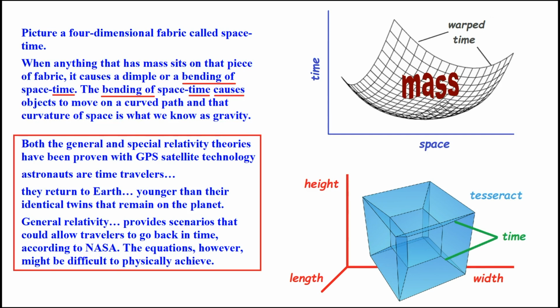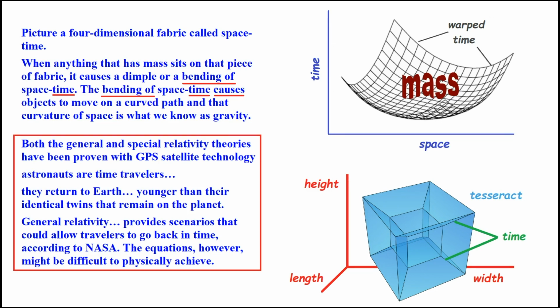Okay, both the general and special relativity theories have been proven with GPS satellite technology. They've proven this. They prove that there's a concept called mass that can bend, warp, whatever, when it comes in contact with a concept called space-time, which then causes objects to move on a curved path. That's what these people are saying. Okay, and they say that this has been proven. I'm not sure how they can prove it if you cannot even imagine. How can you prove something you cannot even imagine or you cannot illustrate?